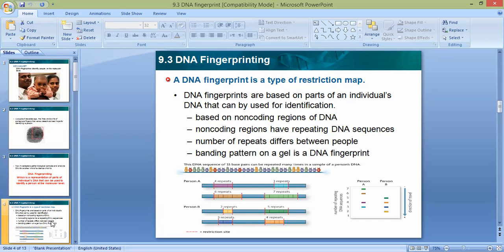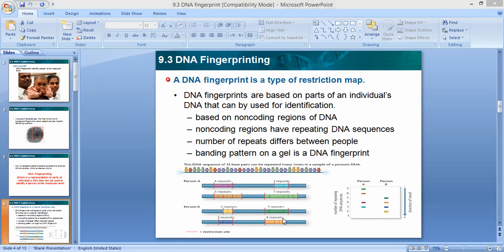Now, fingerprinting is a type of restriction map. As we learned before, we need to cut the DNA and use the gel electrophoresis to separate the fragments of DNA, and this will give you a restriction map, okay, to show how the fragments travel through the gel electrophoresis. DNA fingerprints are based on parts of individual DNA that can be used for identification. This is very, very important.